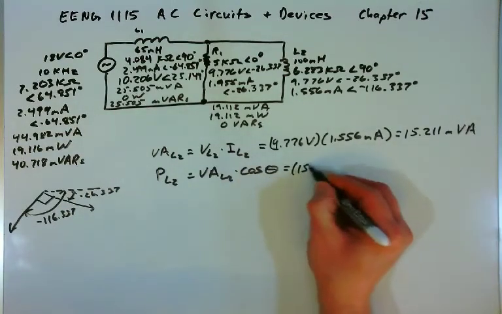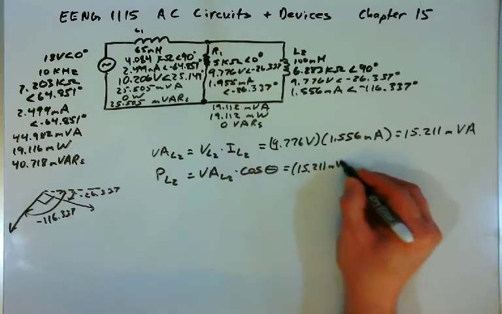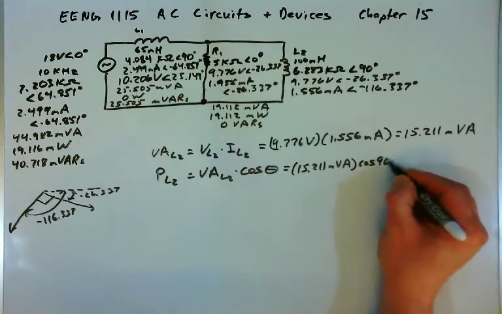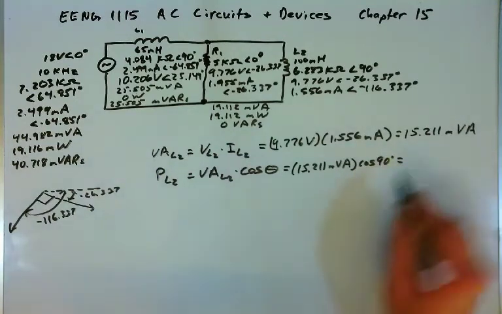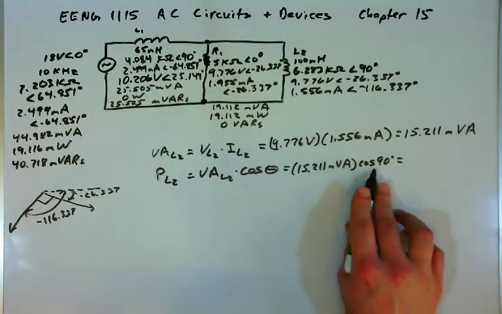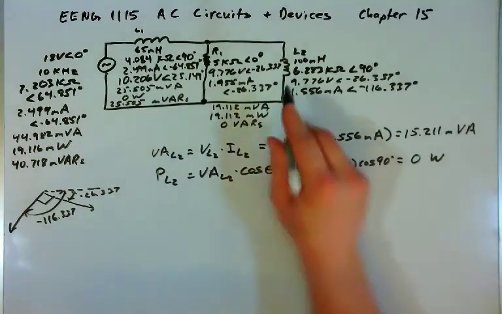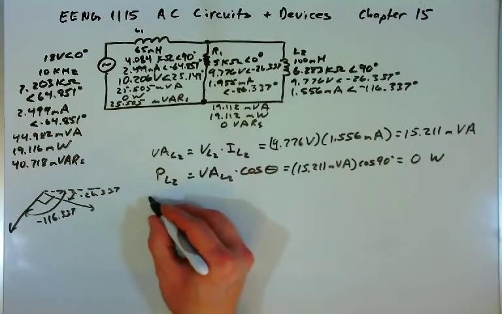So the volt amps we know, 15.211 millivolt amps. We're going to multiply by the cosine of 90 degrees. The cosine of 90 degrees is 0. And so 0 times 15.211 is 0 watts. The inductor uses no power.